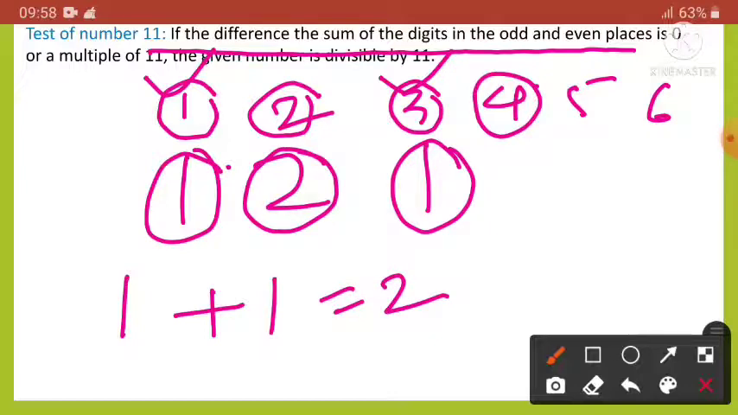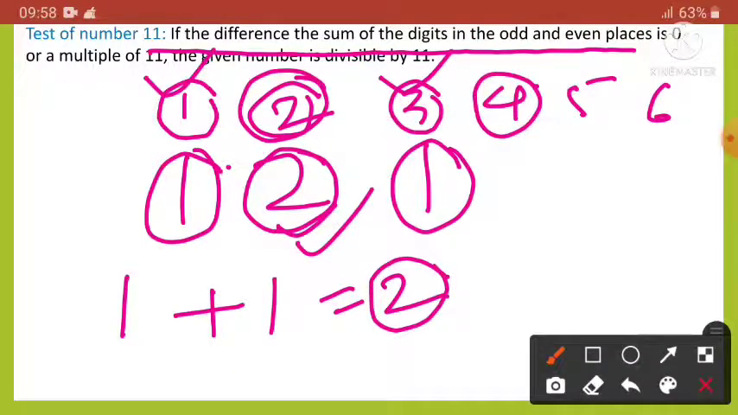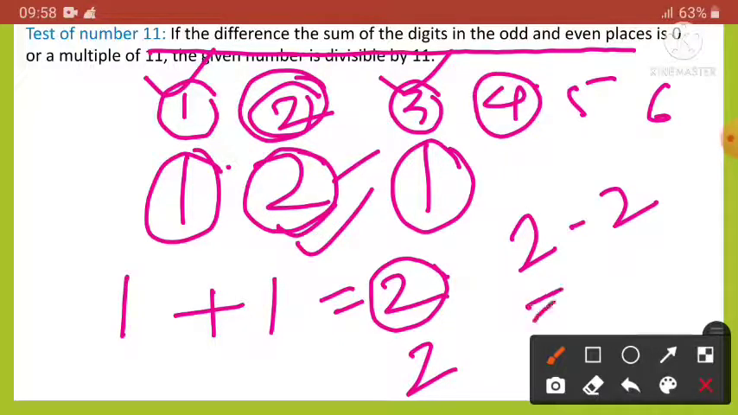And what is the digit in even places? Here it is 2, because it is in the second position. If we now do the difference, the result for odd places is 2 and for even places also 2. So if we subtract this number, then we have the difference 0.